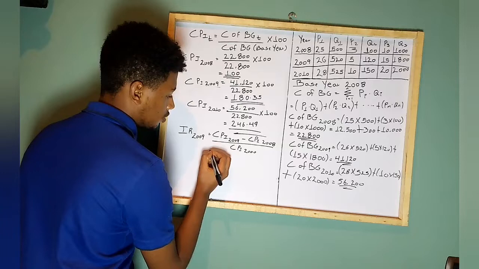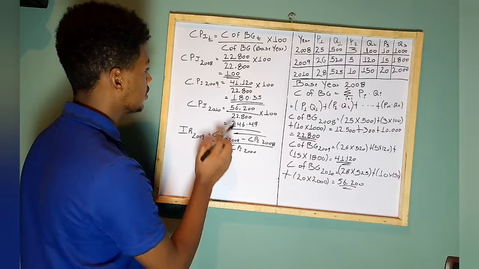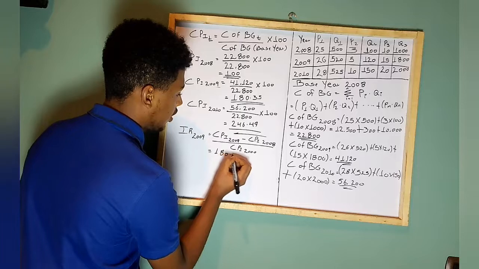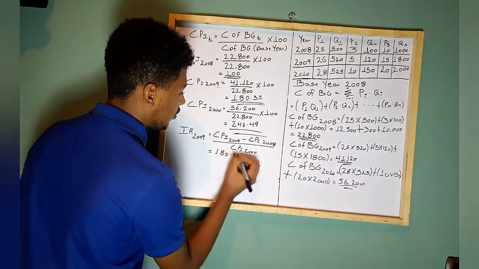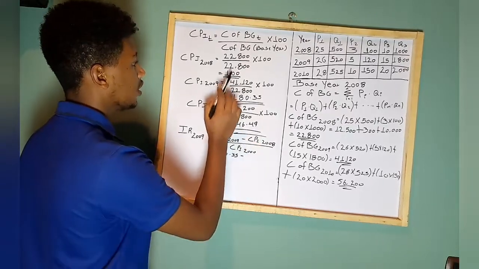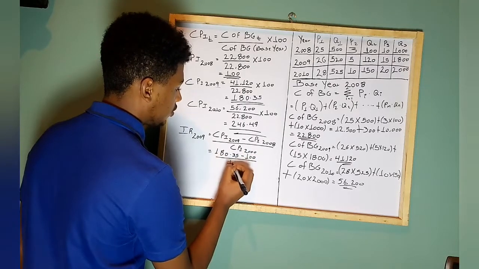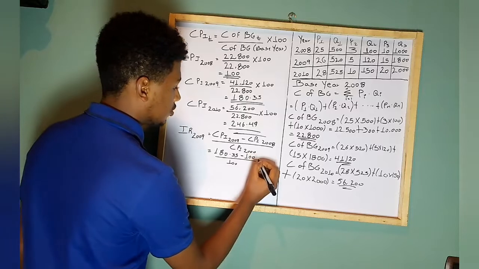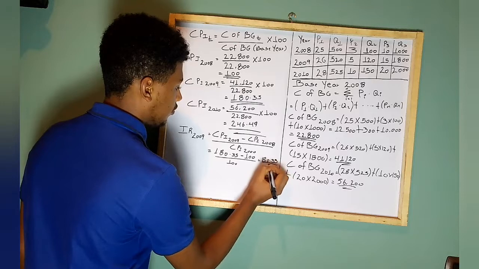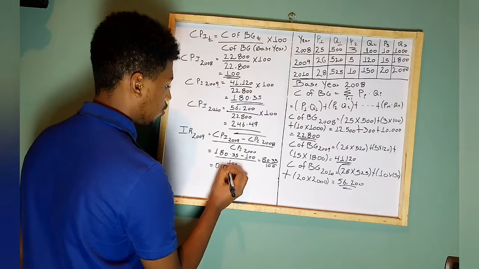Now let's substitute. Consumer price index for 2009 is, we have already calculated it, it's 180.35 minus consumer price index for 2008, which is 100, divided by 100. It is 80.35 divided by 100. Therefore, the result will be 0.80.